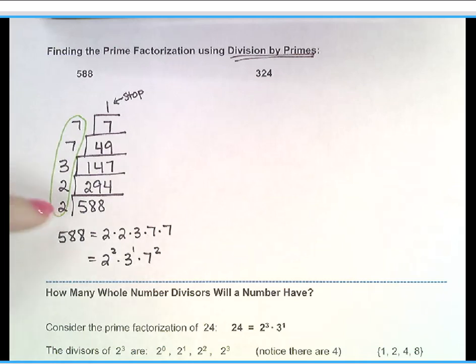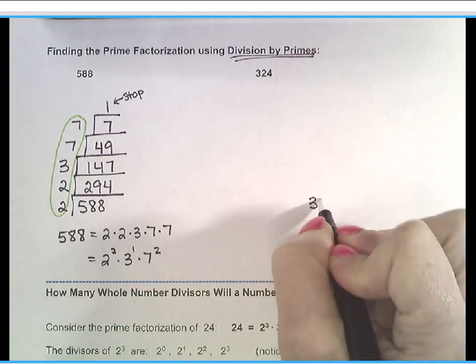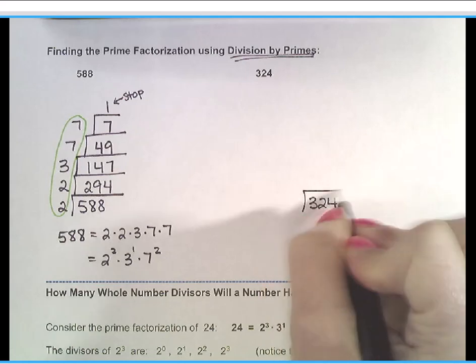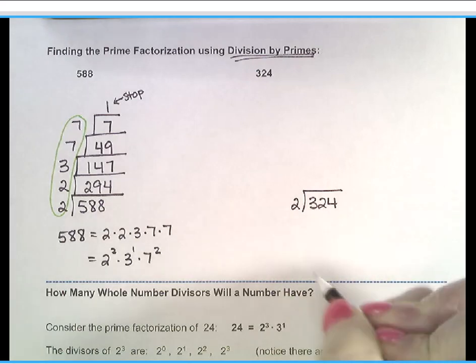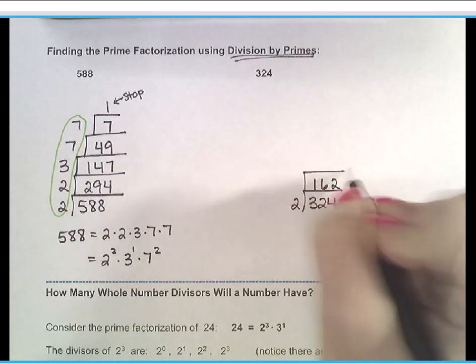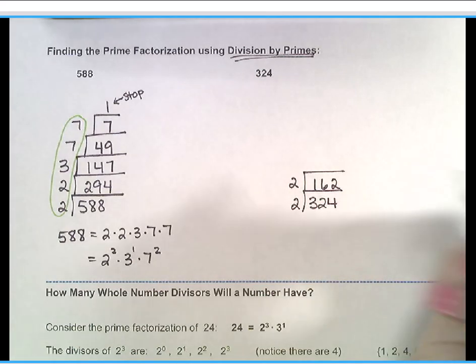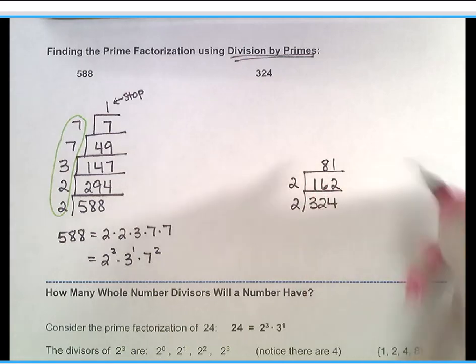So you see we're just dividing up. And then all the numbers along the side would be all your prime factors. So let's try 324. Or maybe you want to pause the video and try it yourself. So it's even. I know I can divide by 2. When I divide by 2, I get 162. I'll divide by 2 again because it's even. When I divide this by 2, I get 81.